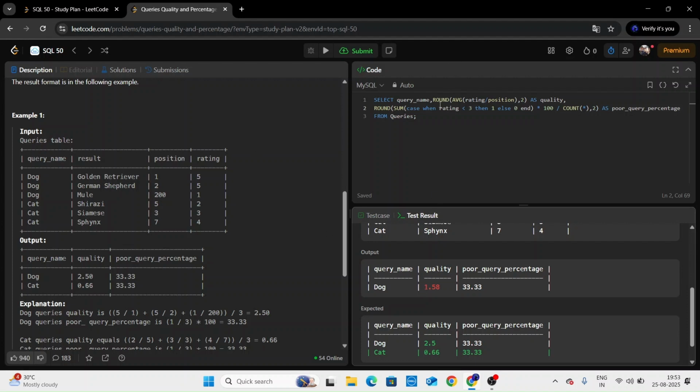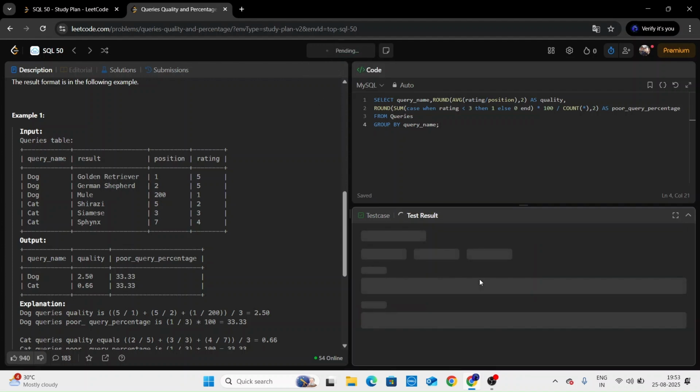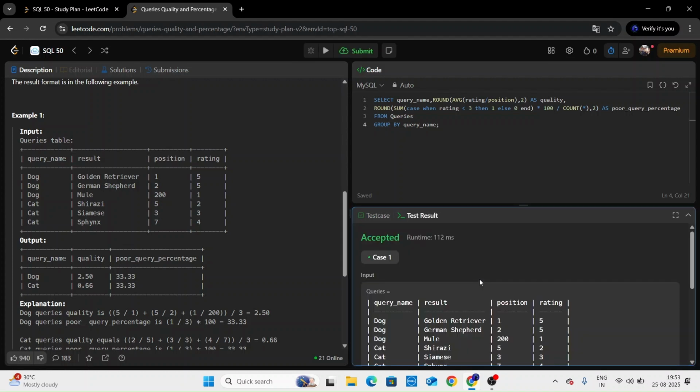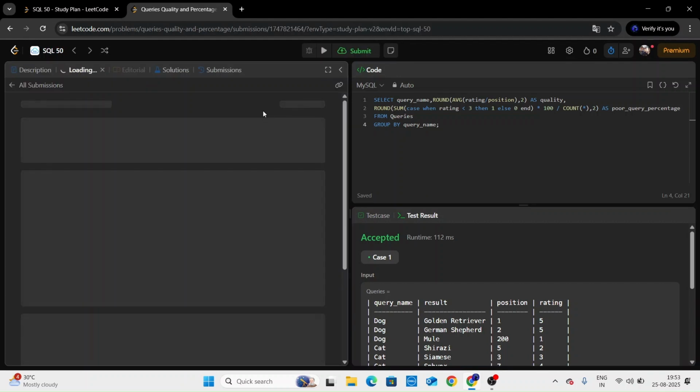Oh, okay, I forgot to group it. Yeah. Why am I doing it like this? Group by. Yeah. Group it based on the query name. That is basically, it should be dogs and cats. Right?